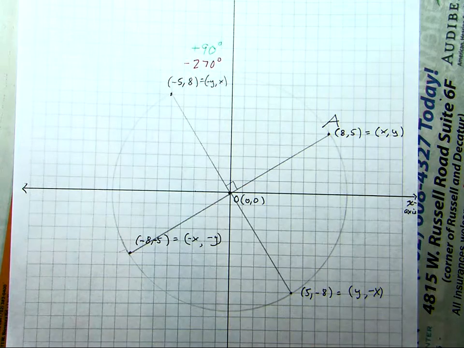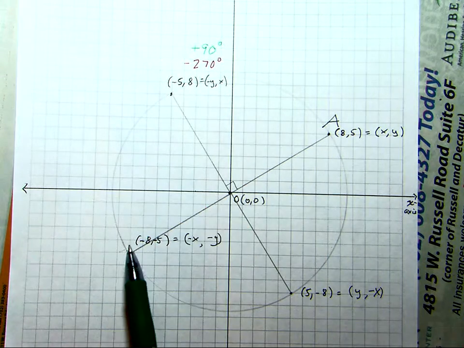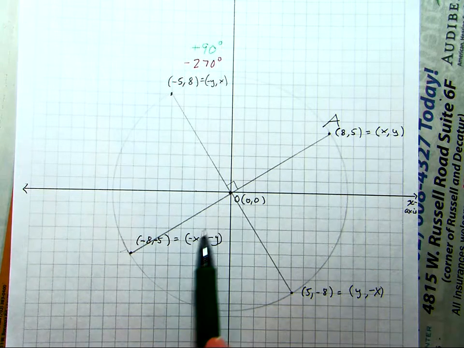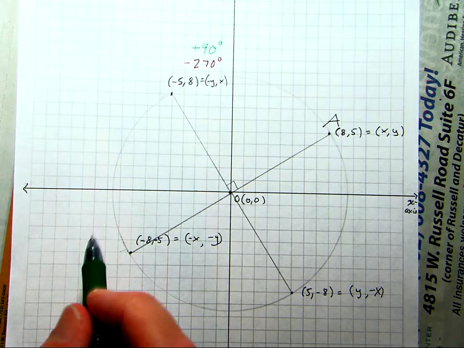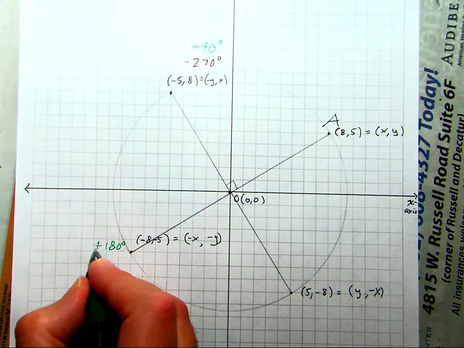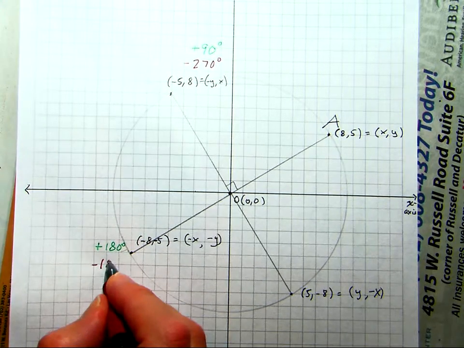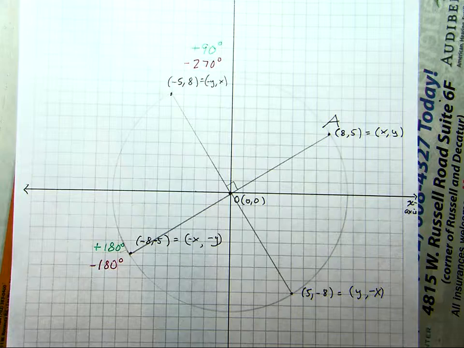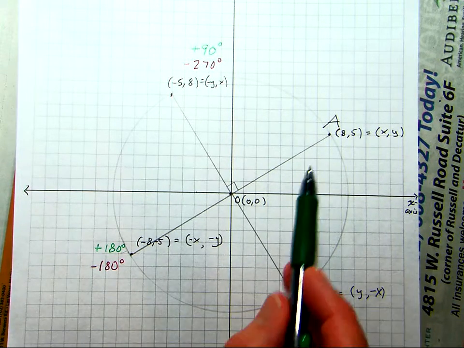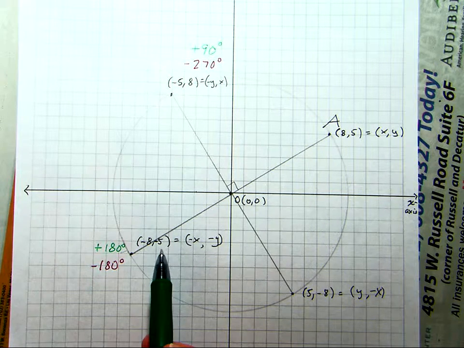A 180 degree rotation, which is going all the way from here to here, which is the same thing as a straight line through the origin, is the same thing as a negative 180 degree rotation. So positive 180 and negative 180 are the same. And that rotation would have taken the point 8, 5 into the point negative 8, negative 5.